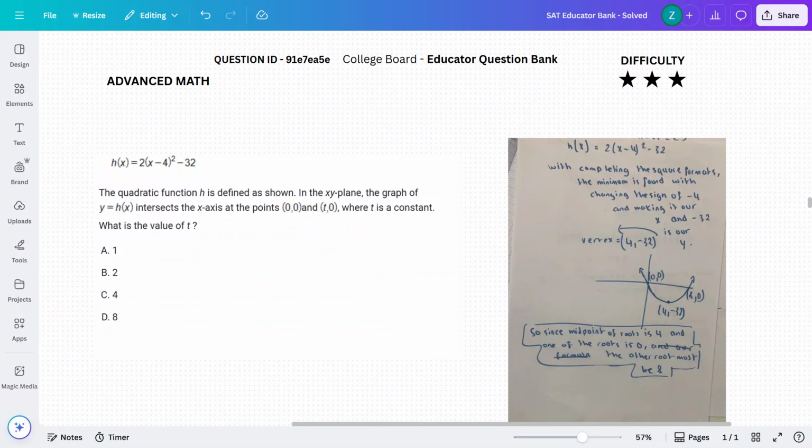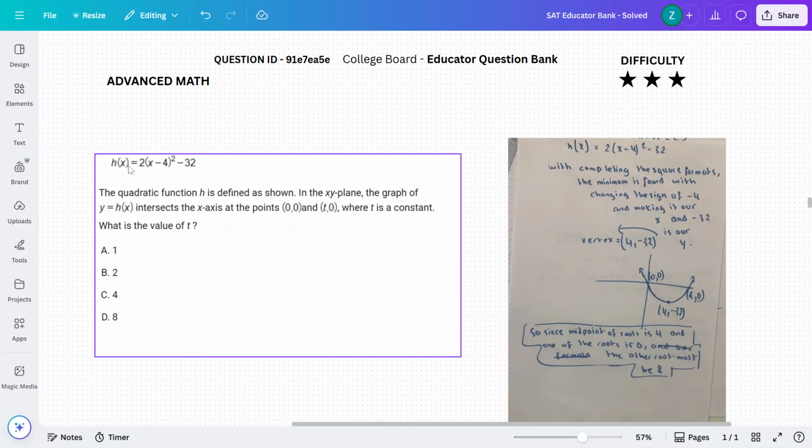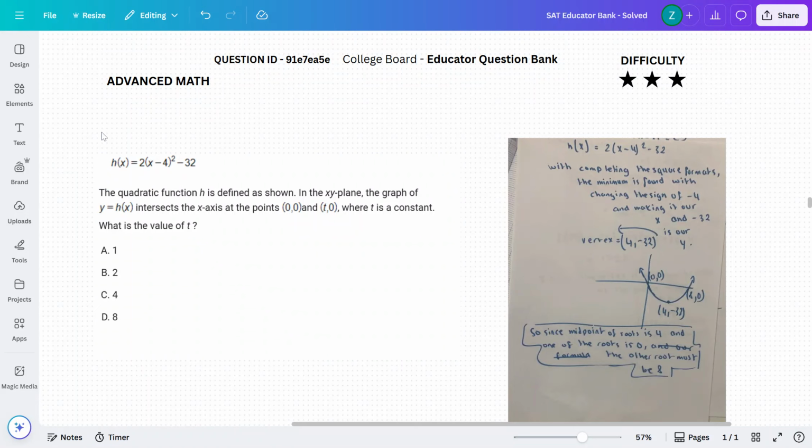So here we're given a function h of x. So h of x is equal to 2 in parentheses x minus 4 squared minus 32. That's our function. The quadratic function h is defined as shown in the xy-plane. The graph of y equals h of x intersects the x-axis at the points (0, 0) and (t, 0). So obviously those are the roots of the equation y equals h of x, where t is a constant, something that does not change. What is the value of t?